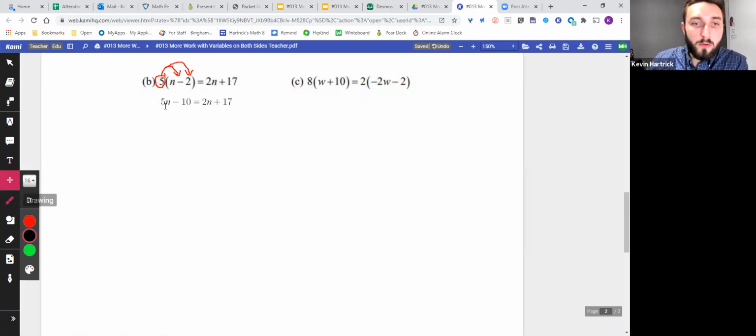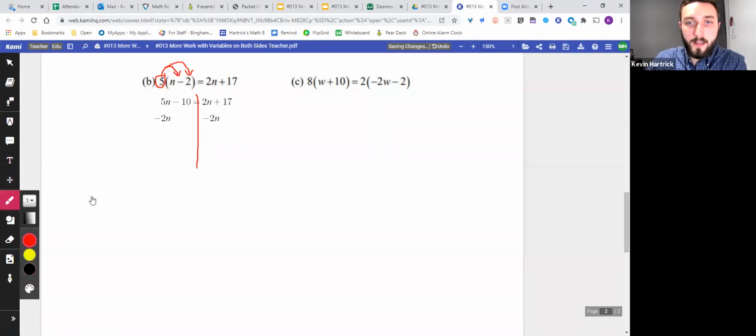Okay, so now I have an equation that has variables on both sides. I have to get rid of one. I'm going to get rid of the smaller one. It happens to be this 2n on the right side. So I'm going to subtract 2n. The reason why I'm subtracting instead of adding is because it's originally a positive 2n. So in order to get rid of it, I got to subtract it. If I do it to one side, I have to do it to the other. And notice again, I'm lining that up underneath my 5n because those are the terms that are alike.